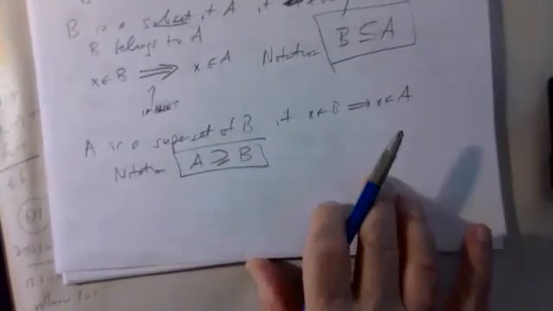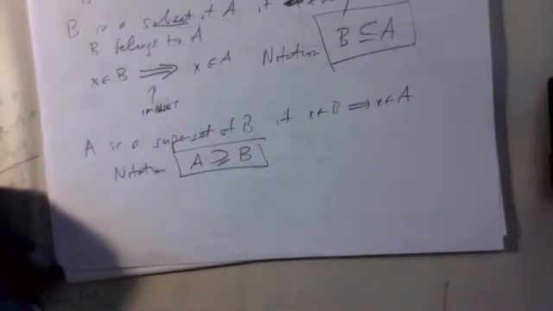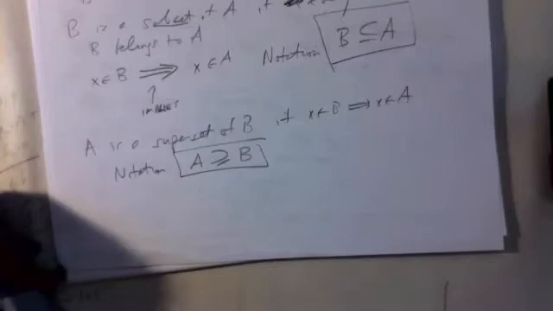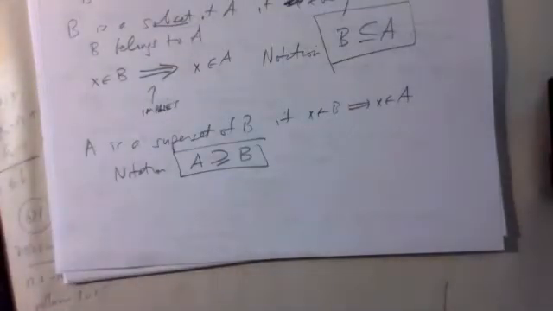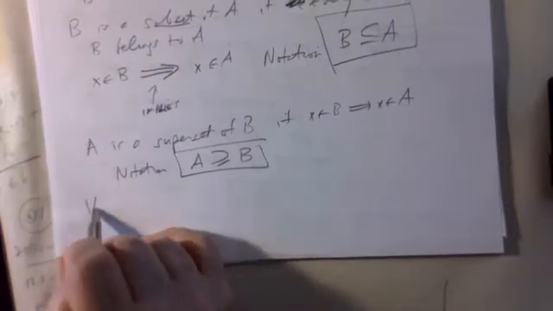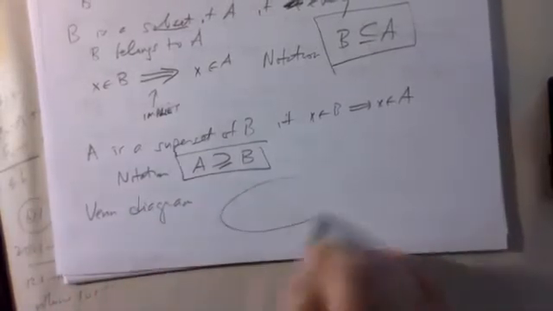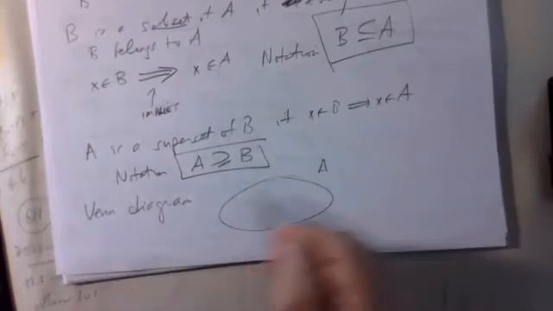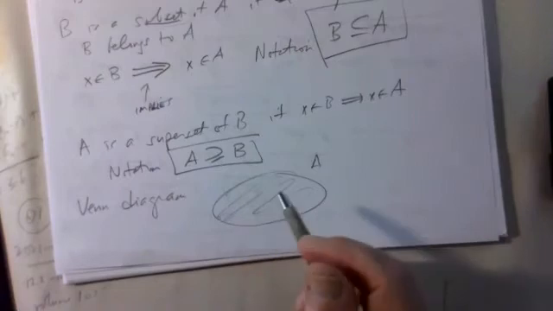Now, to have a good picture of what's going on anywhere in mathematics, it's actually good to be able to draw pictures. And a picture in set theory is called a Venn diagram. So we think of a set as everything in this region A.